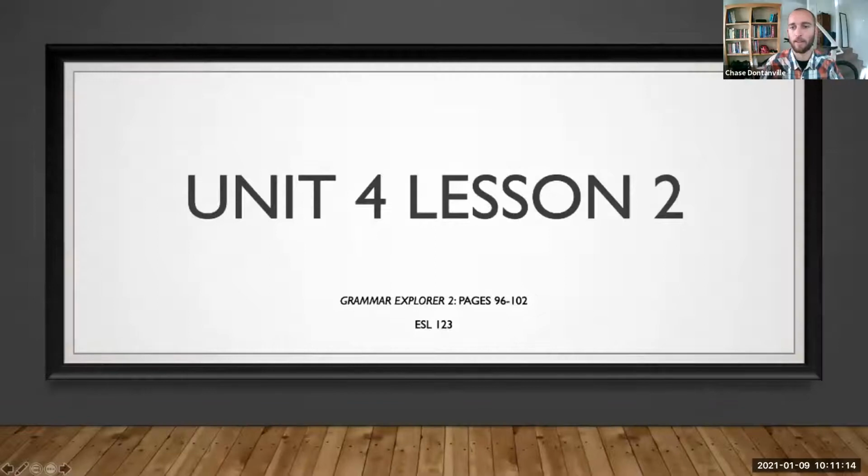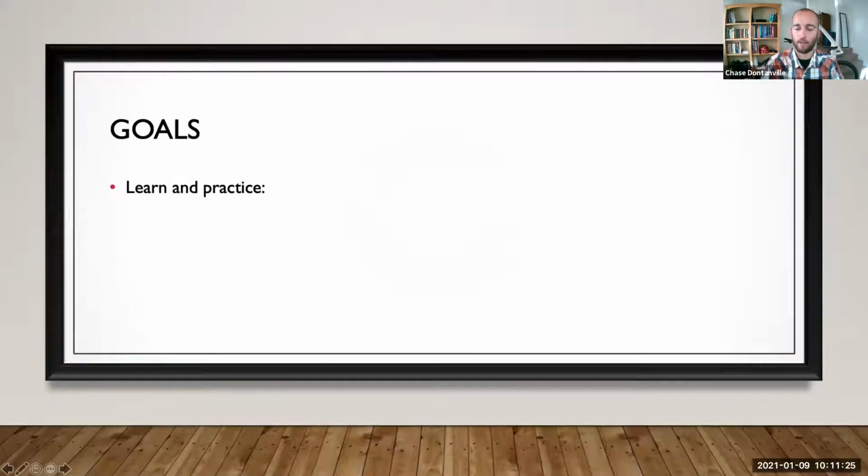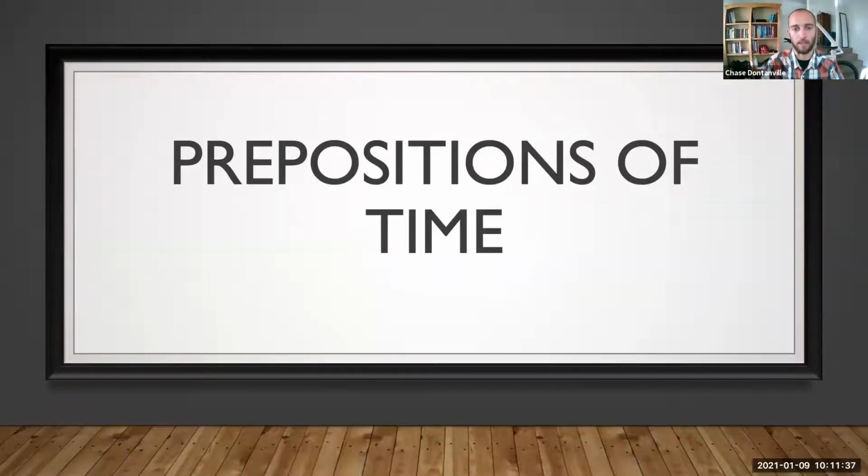Okay, everyone, let's continue with Unit 4. Lesson 2, pages 96 to 102 in your Grammar Explorer textbook. So, last lesson we looked at pronouns. This lesson we will look at prepositions, specifically prepositions of time and prepositions of place and direction. But let's start with time, prepositions of time.